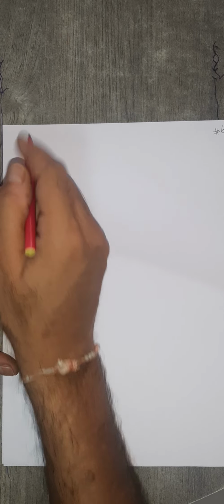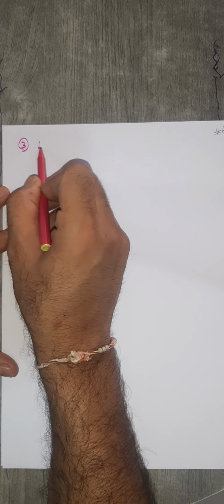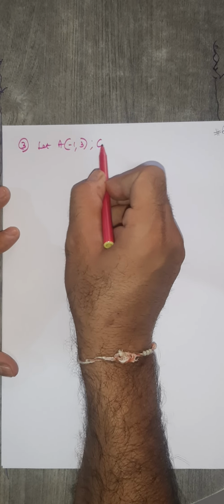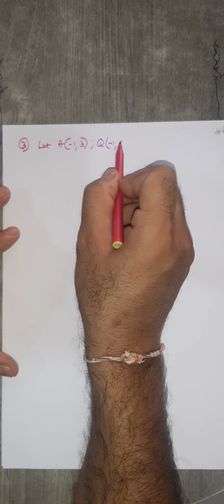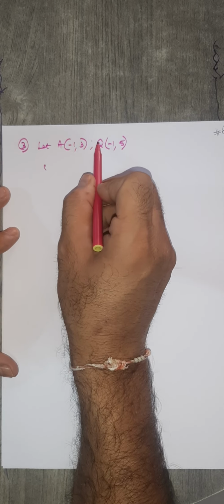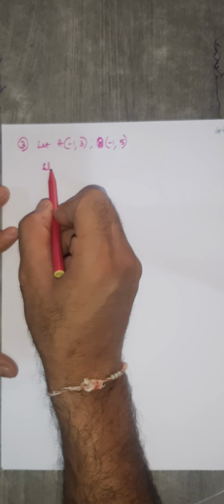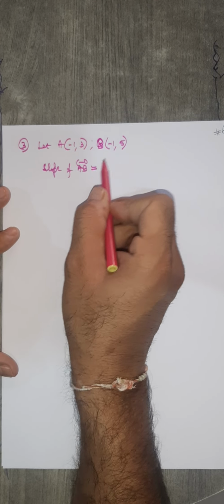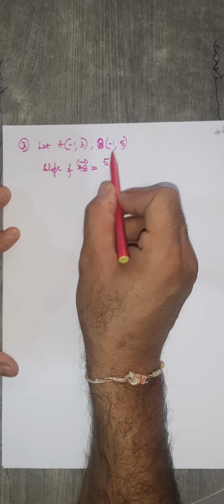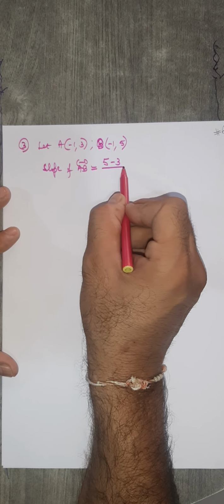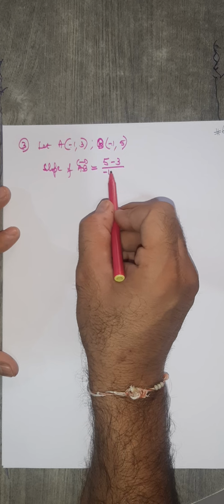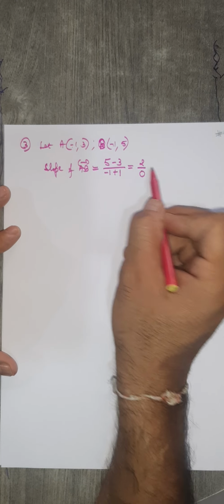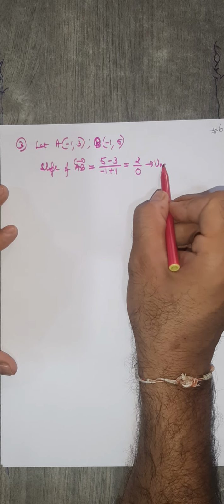I'll take such 2 points. Let us take A as, for example, minus 1 comma 3 and B as, let's take minus 1 comma 5. So what's the slope of AB here? Slope of line AB, let's write it, y2 minus y1, 5 minus 3 upon x2 minus x1, minus 1 plus 1. So you can see that you are getting 2 by 0, which is undefined.